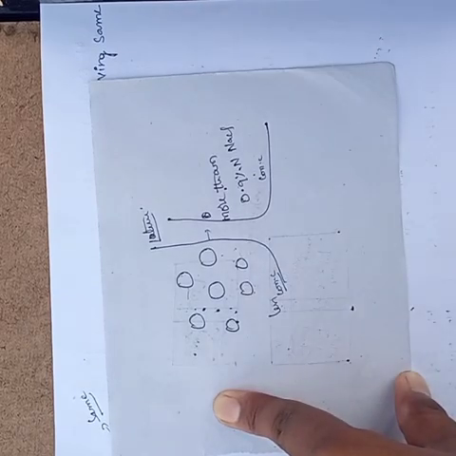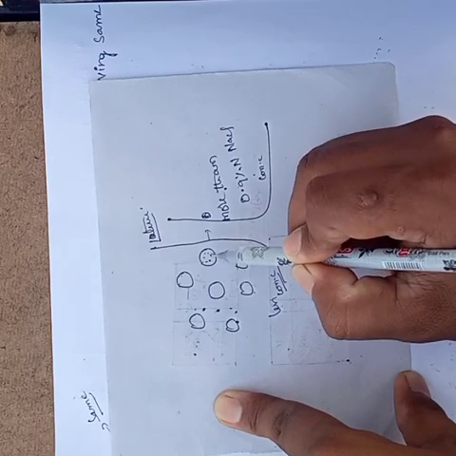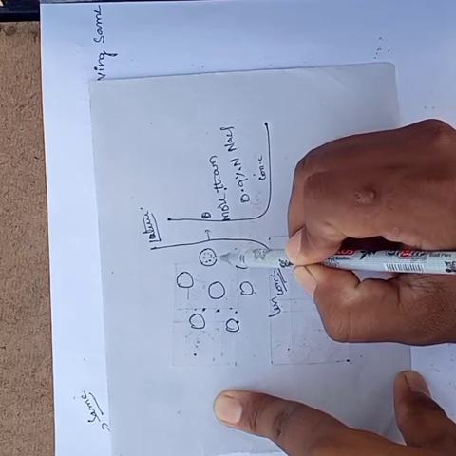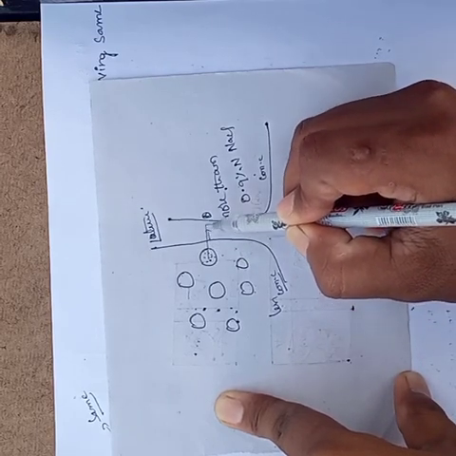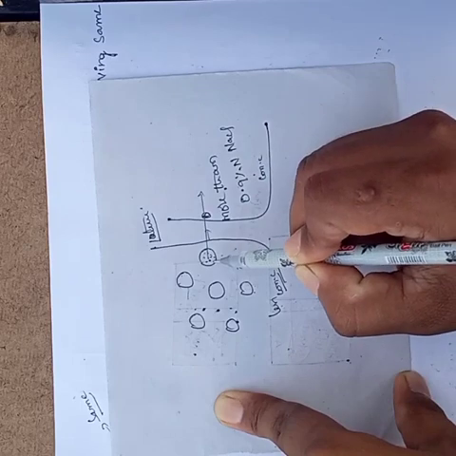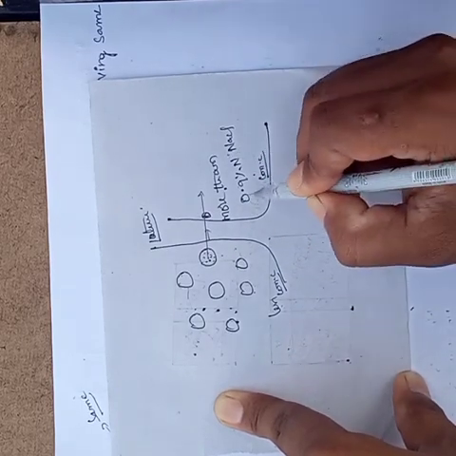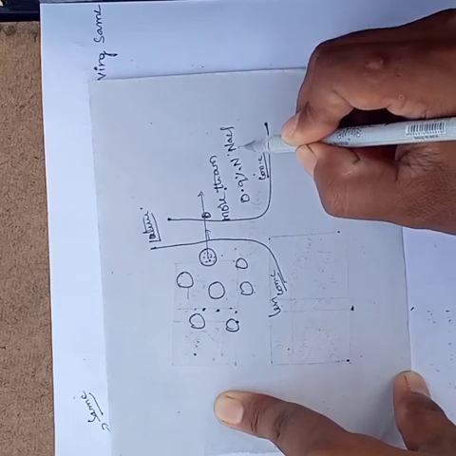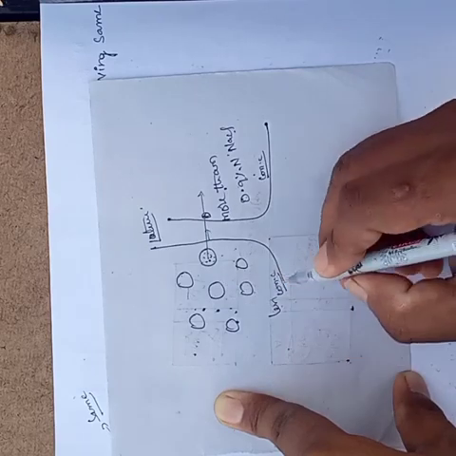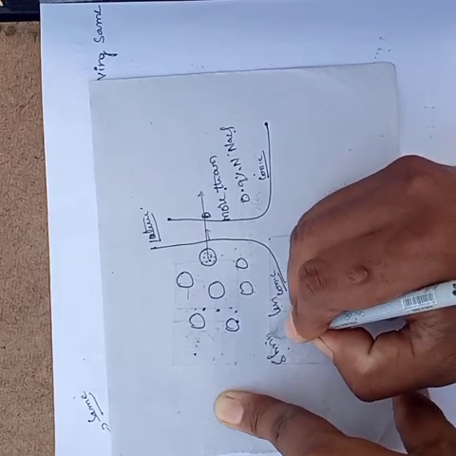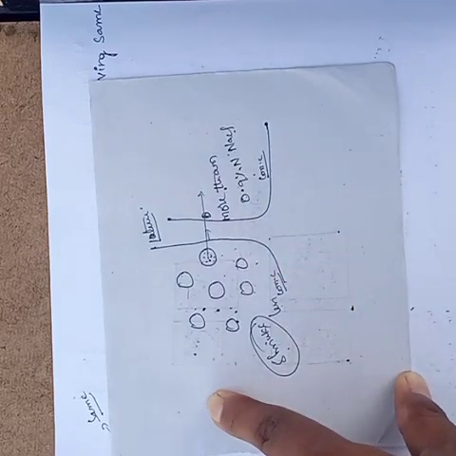At that time what will happen? The solvent molecules present in the RBC cells will flow from the RBC cells into this concentrated solution, meaning more than 0.9% normality of sodium chloride. So all these RBC cells will shrink and become smaller.